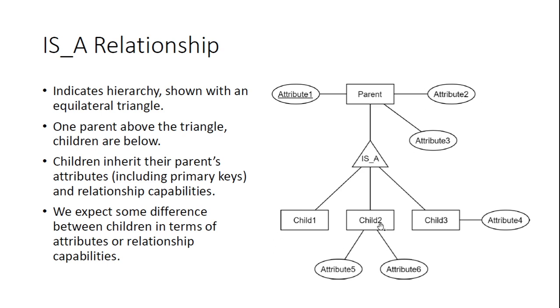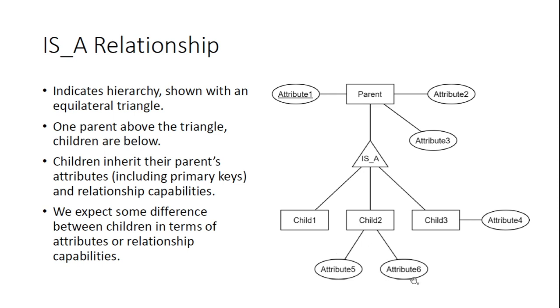Additionally, children can have their own attributes. So for example, for child 2, we have all these attributes coming from the parent, but we also have these additional attributes 5 and 6. And for child 3, we have this additional attribute 4. And if we are using the is a relationship, we expect some sort of difference between these children.